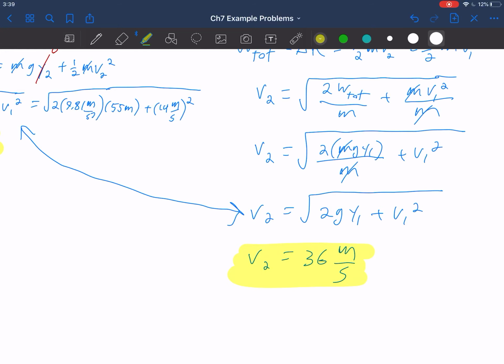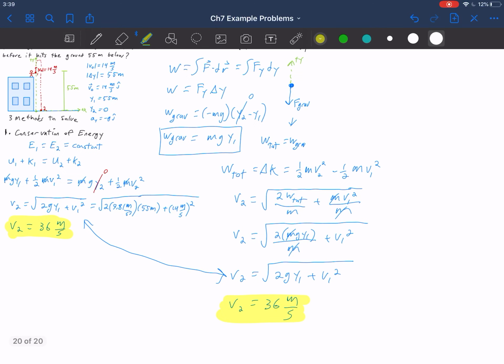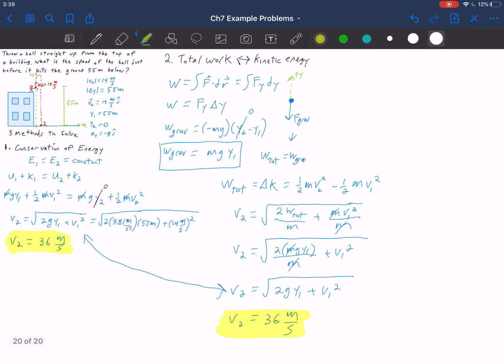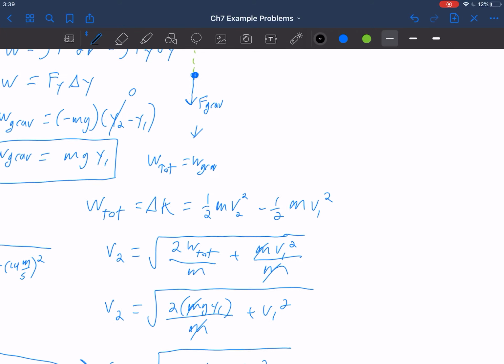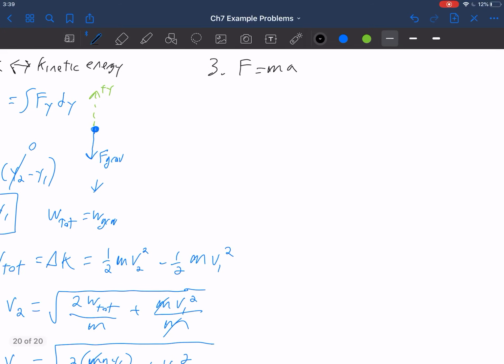So those are our first 2 methods to solve this problem. The first was using conservation of energy. The second method was using total work. The third method is what we would have done a few chapters ago. The third method to solve this problem is noting that we can use Newton's laws to figure out the acceleration, and then we can use the fact that it's constant acceleration. We can use kinematics to solve for our answer.